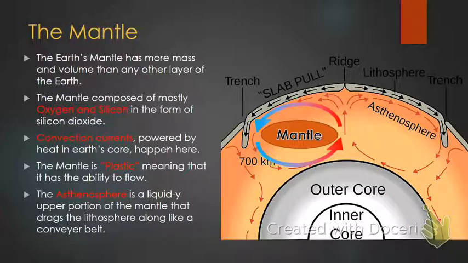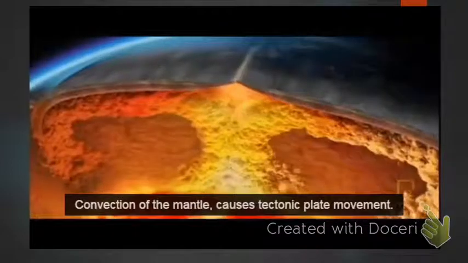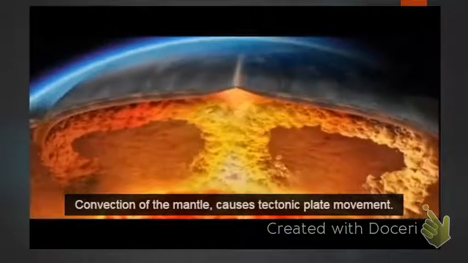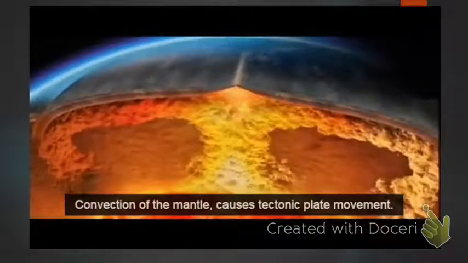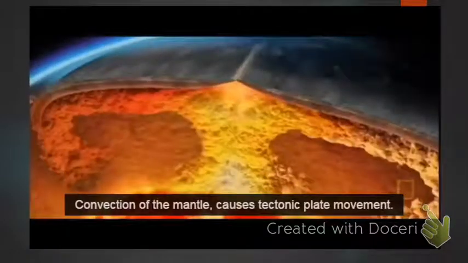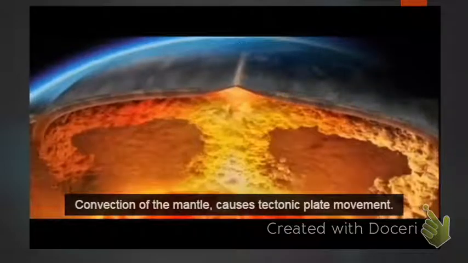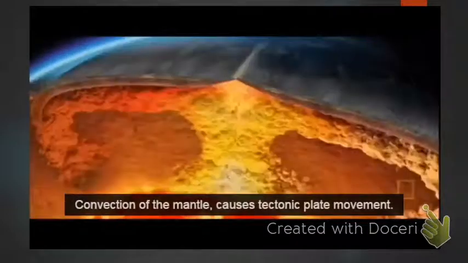The asthenosphere, represented by the frosting in our lab, is the liquidy upper portion of the mantle, and it drags the lithosphere along like a conveyor belt. So it is what is pulling those tectonic plates along. All right, so here is convection in our mantle, and it is basically the cause of the tectonic plate movement. In the center of the diagram, you can see some seafloor spreading, and at the edges, outer boundaries, you can see some subduction happening.